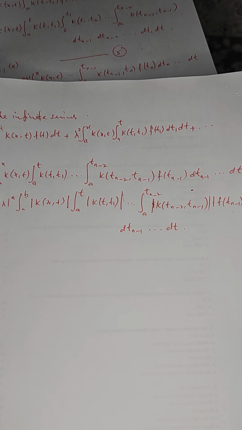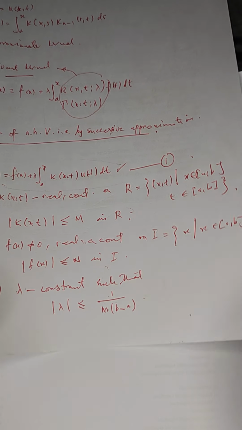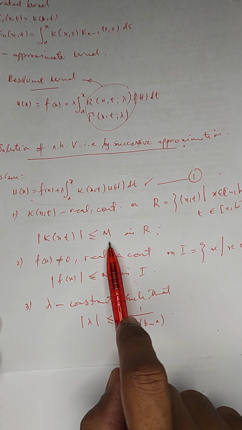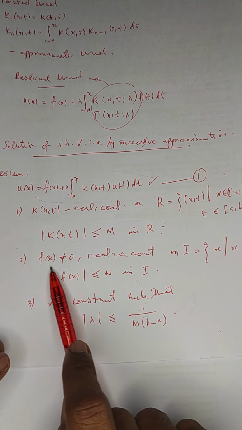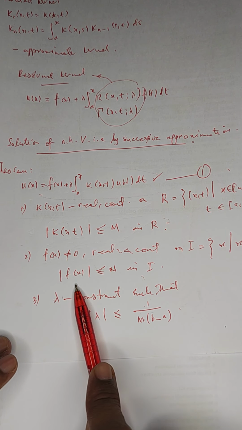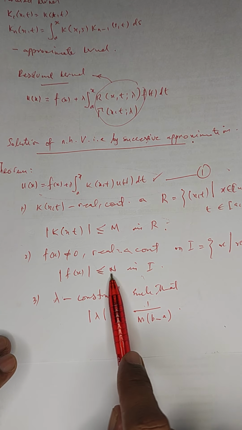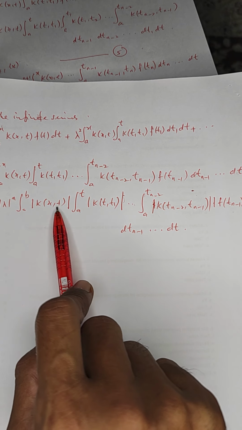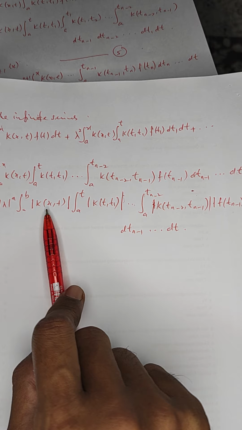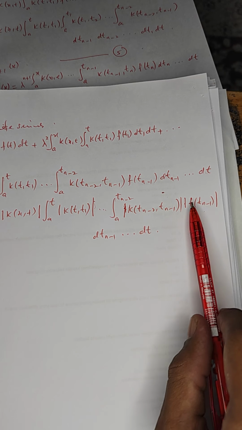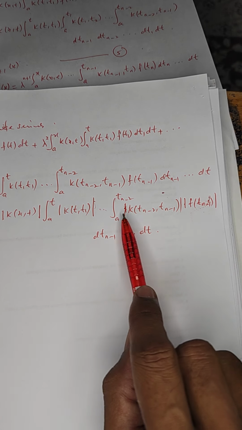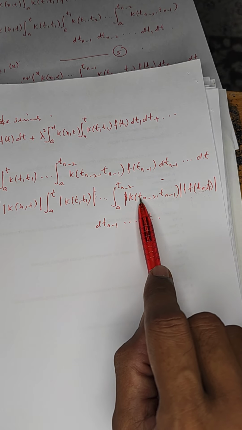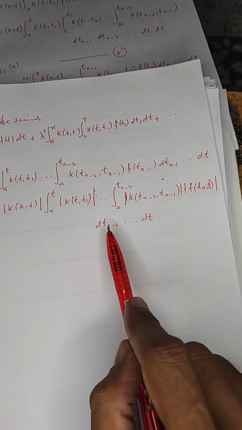Now, from the given assumption in the theorem that the magnitude of the kernel is bounded by some number m, and the magnitude of f is also bounded by some number n. So what we have is m, we integrate with respect to t. The first thing inside here is of course less than n, and that one is less than m, and then we integrate t to minus 1.